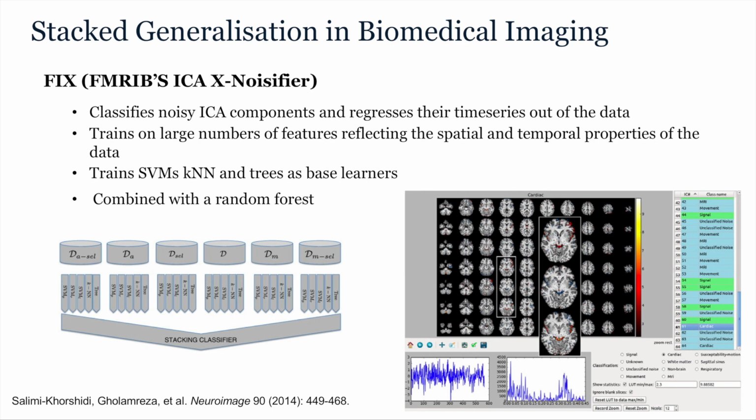is a problem. FIX therefore uses a large number of handcrafted features designed to capture different properties of the ICA spatial map and the component time series. These are then trained on support vector machines, k-nearest neighbour classifiers and decision trees, and then passed to a second stage random forest stacking classifier.